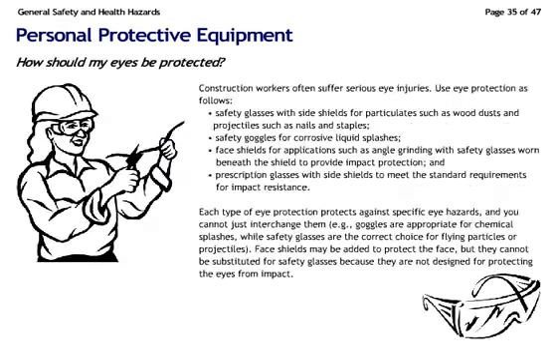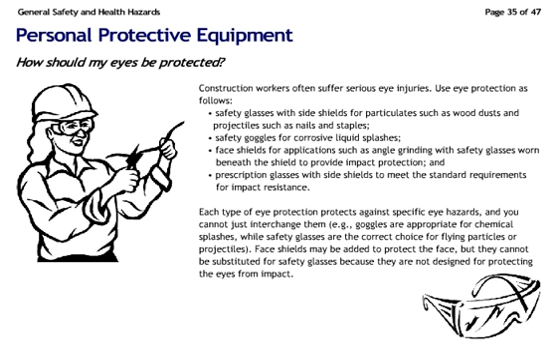Construction workers often suffer serious eye injuries. Use eye protection as follows: safety glasses with side shields for particulates such as wood dust and projectiles such as nails and staples. Safety goggles for corrosive liquid splashes. Face shields for applications such as angle grinding with safety glasses worn beneath the shield to provide impact protection. And prescription glasses with side shields to meet the standard requirements for impact resistance.